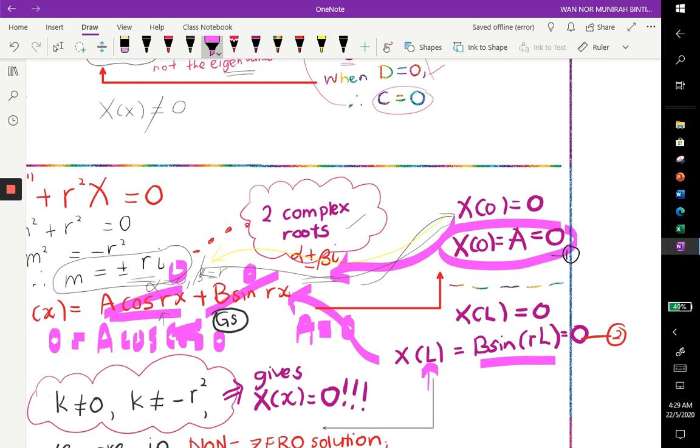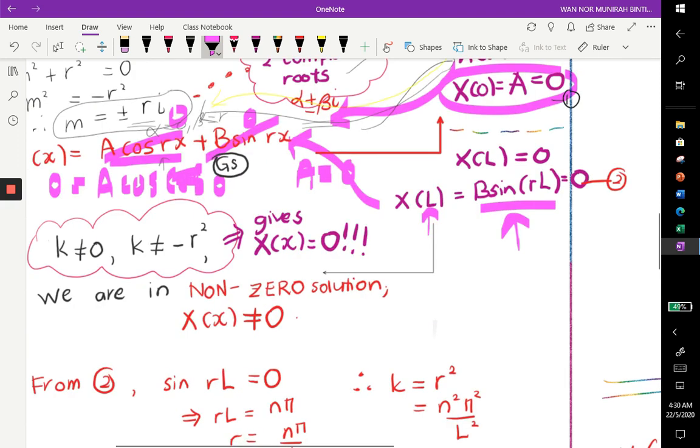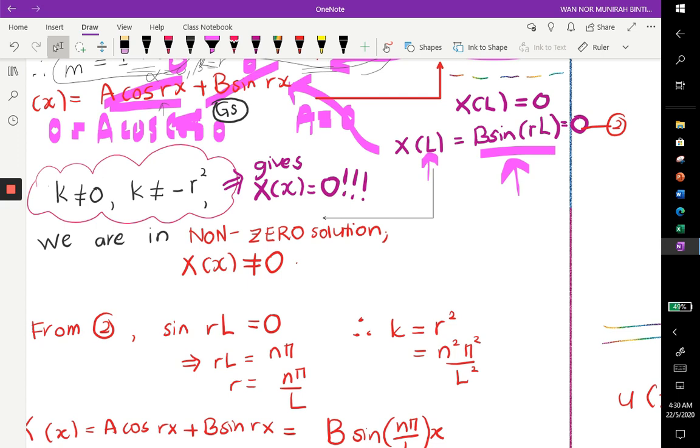Note that previously our solution X was 0 when K was positive, negative, and equal to 0. Now we don't want the zero solution. We are just interested in a non-zero solution, because previously we had the zero solution of X. So what we need to do is make some modification to our solution here. B sin RL equals 0. What is the value of B that we want to find here?